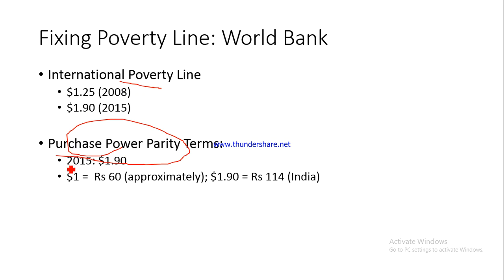Right? In 2015, the poverty line was $1.90, but then how do I convert it into rupees? $1 at that point of time was around rupees 60. Nowadays it is somewhere around 75. So we are taking into account the 2015 prices, right? But this does not mean that the poverty line for India is $1.90 into 60 rupees, or rupees 114. It's not like that. We are taking into account the purchase power parities also.